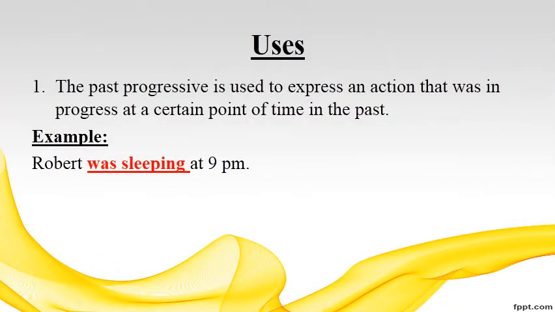And we come to the uses of the past continuous tense or the past progressive. The first case is that the past progressive is used to express an action that was in progress at a certain time in the past. This means that the action was happening and continuing at this time in the past. So the action was in continuation when this time started in the past. Like, Robert was sleeping at 9 p.m. This means that at this time in the past, Robert was continuing this action, which was sleeping.